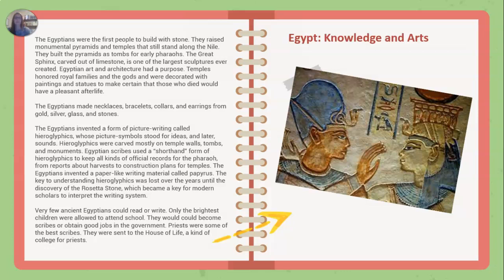The Egyptians invented a paper-like writing material called papyrus. The key to understanding hieroglyphics was lost over the years until the discovery of the Rosetta Stone, which became a key for modern scholars to interpret the writing system. Very few ancient Egyptians could read or write. Only the brightest children were allowed to attend school. They would and could become scribes or obtain good jobs in the government. Priests were some of the best scribes. They were sent to the House of Life, a kind of college for priests.